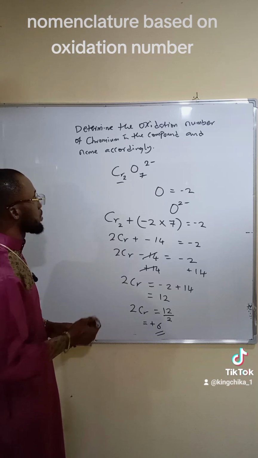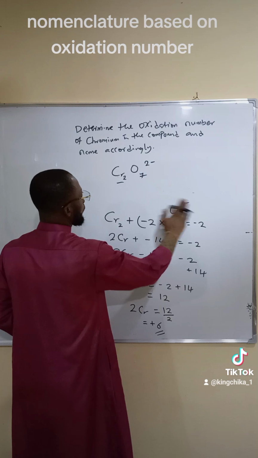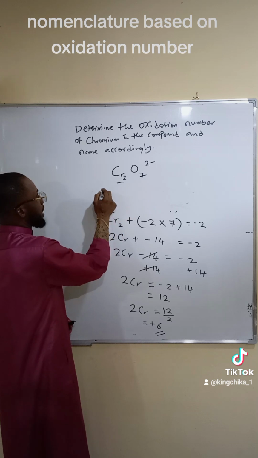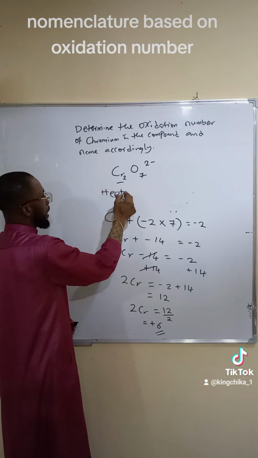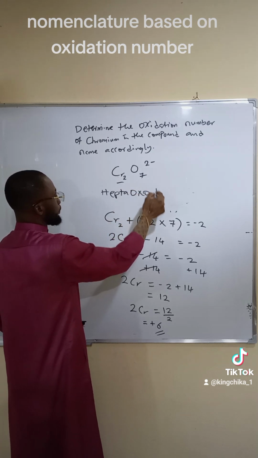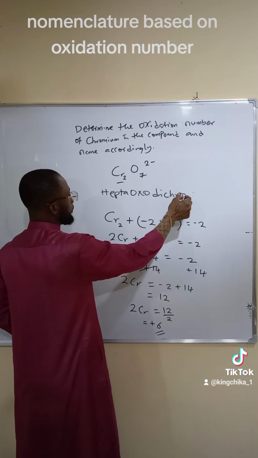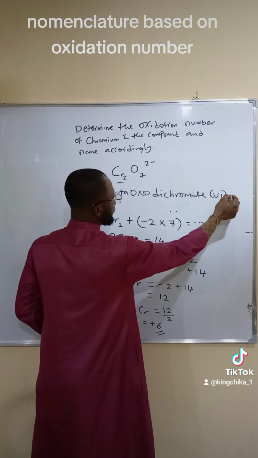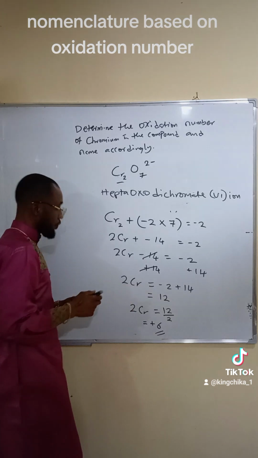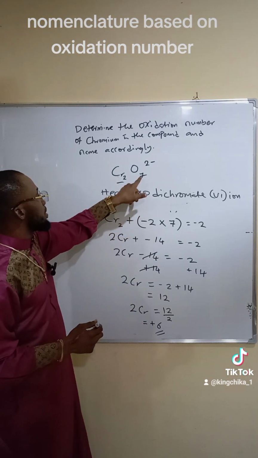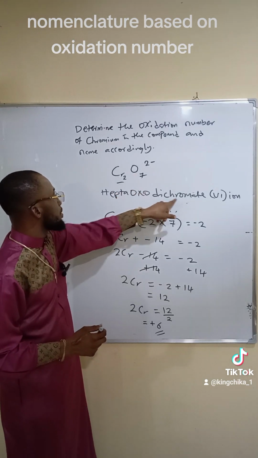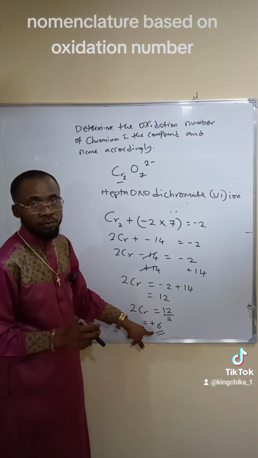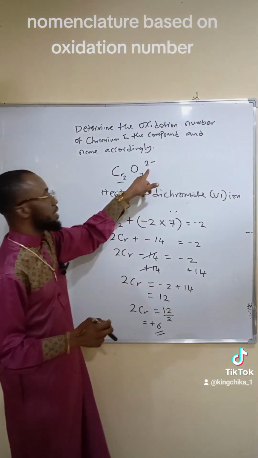Now to name this compound, we now say we have 7 oxygen atoms, so the name becomes hepta. Hepta-oxo dichromate(VI) ion. Hepta-oxo meaning 7 oxygen, dichromate meaning that we have 2 chromium, 6 coming from the valence oxidation number of chromium, ion because it's carrying a charge.